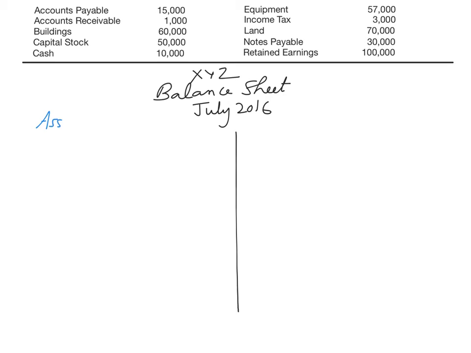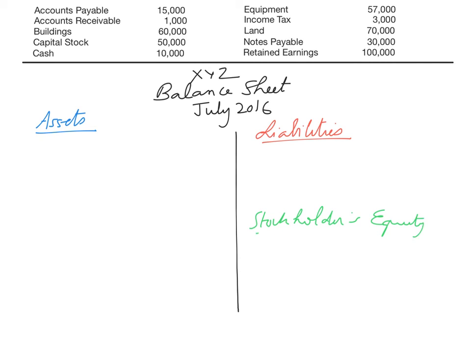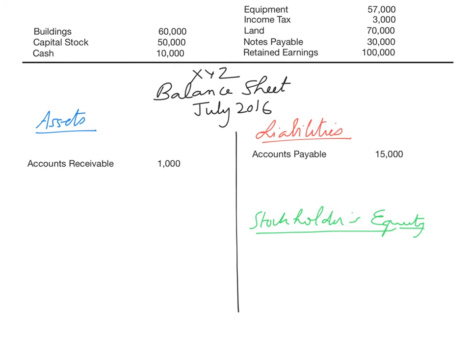So assets on the left hand side, on the right hand side we've got both liabilities, and since this is a corporation, stockholders' equity. So let's start with the accounts payable. These are a form of liability. The company must have purchased items on account. Accounts receivable, on the other hand, is a form of assets.